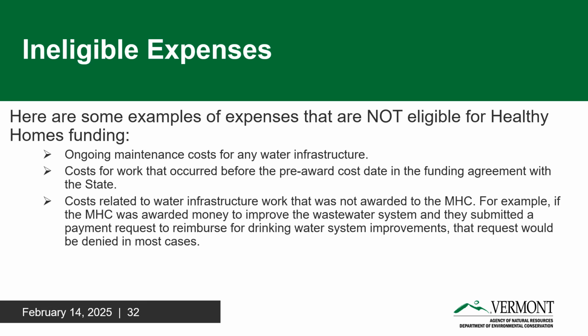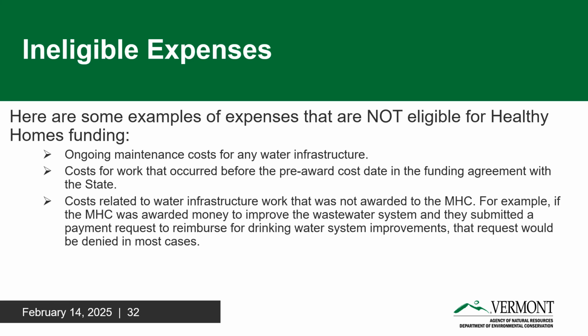We're also going to go over some examples of expenses that are not eligible for Healthy Homes funding. First off, any ongoing maintenance costs for the water infrastructure that was installed are not eligible. So for example, regular maintenance on a wastewater system might include pumping out the tanks every few years. This cannot be covered by your award. However, if replacing the tanks that are failing is part of your award, those one-time costs would most likely be eligible.